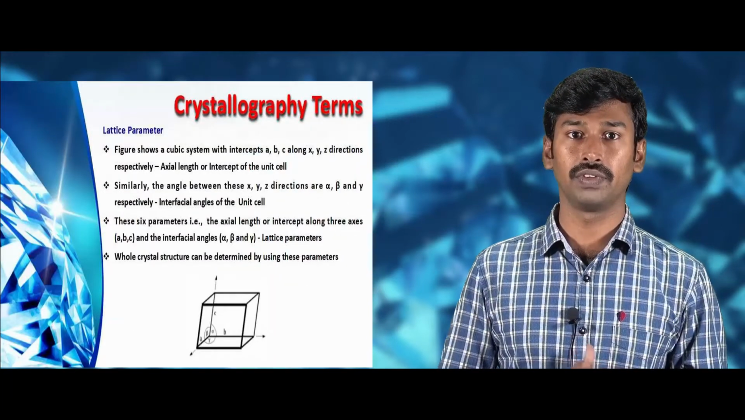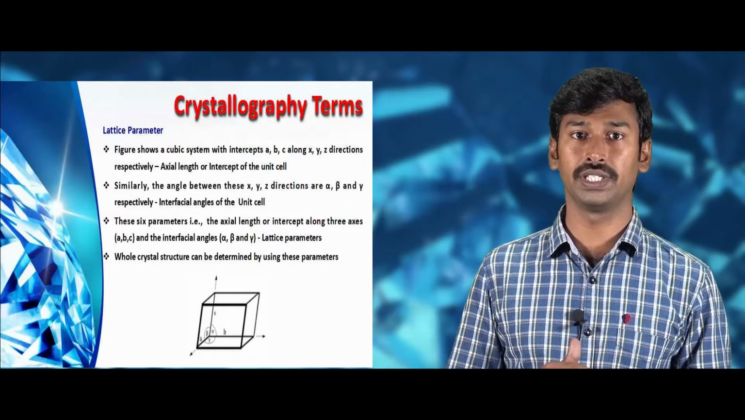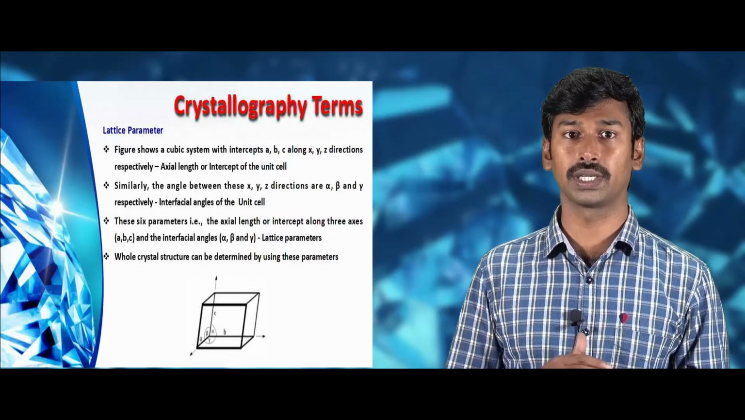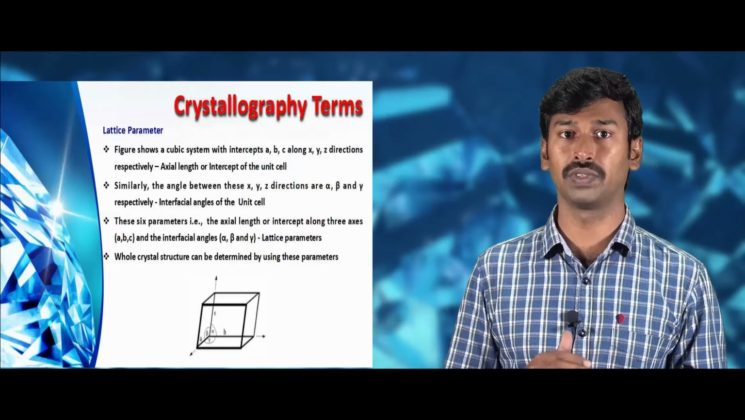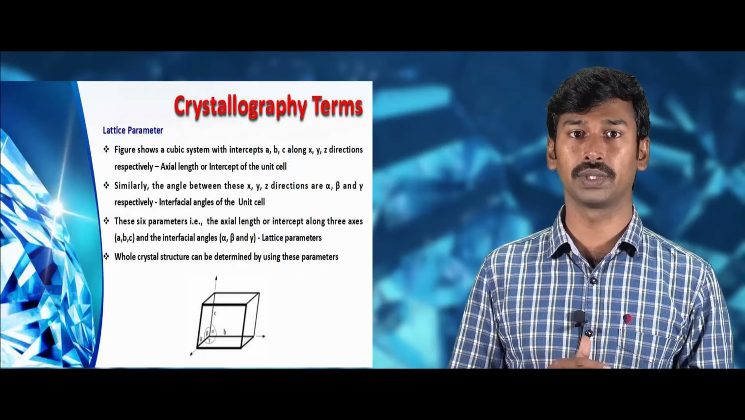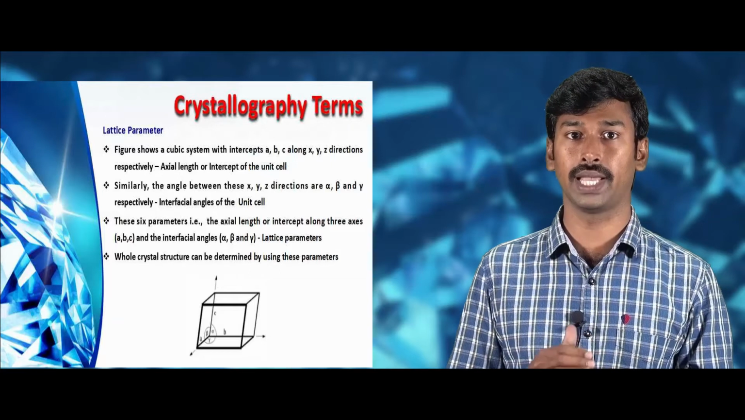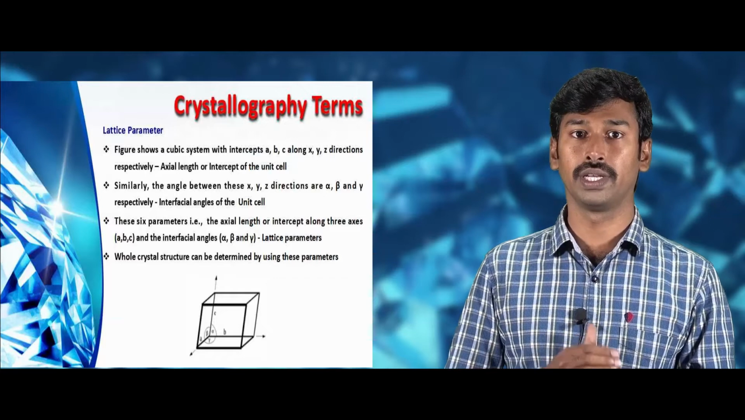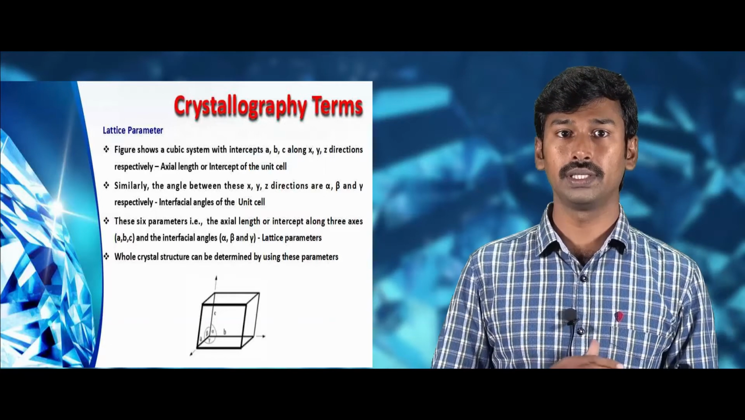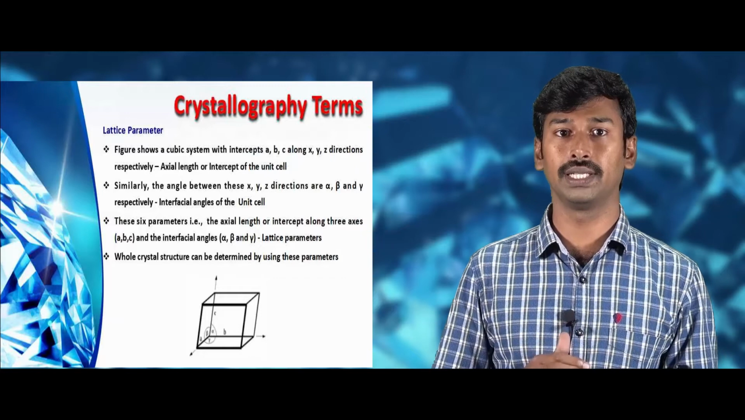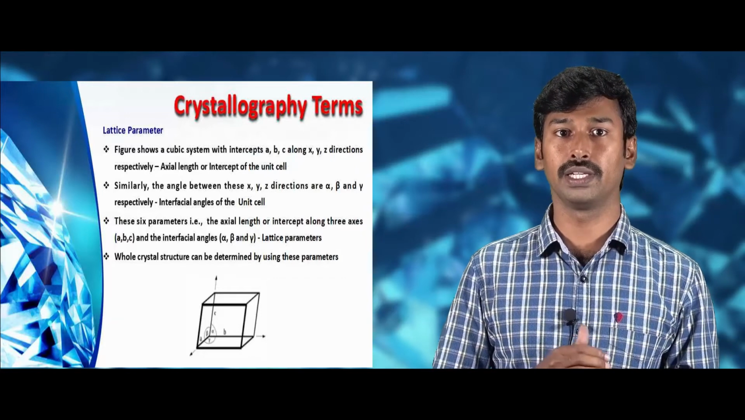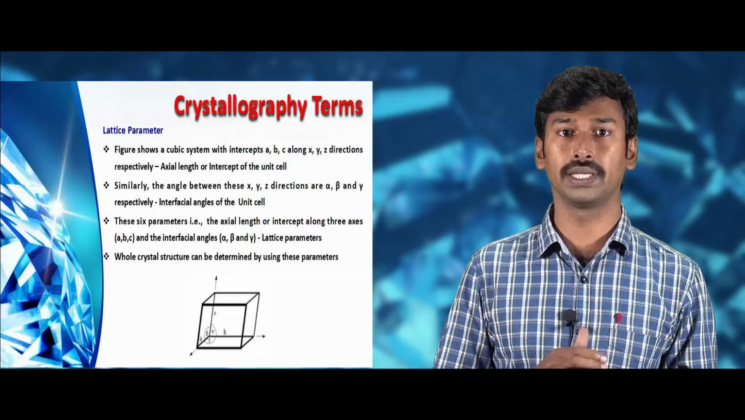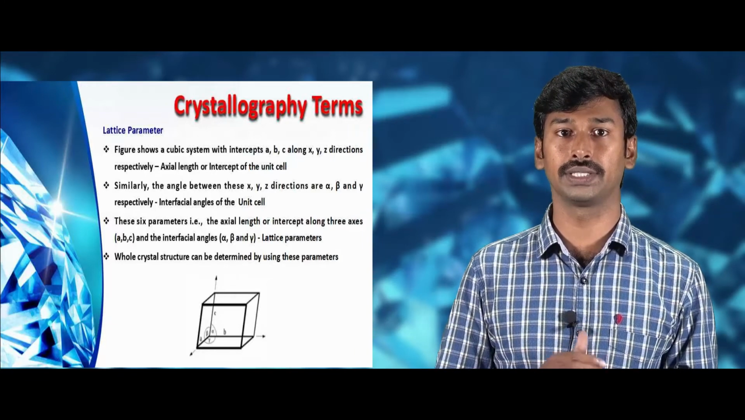Lattice parameters. The figure shows the cubic system where a, b, c are the intercepts of the x, y, z axis respectively. These intercepts are called the axial lengths or the intercepts of the unit cell. Similar to this intercept, there is an angle between these x, y, z axes respectively. These are called alpha, beta, gamma, which are said to be the interfacial angles of the unit cell. These 6 parameters, that is axial lengths a, b, c and interfacial angles alpha, beta, gamma, are called lattice parameters. The entire system can be constructed using these lattice parameters.